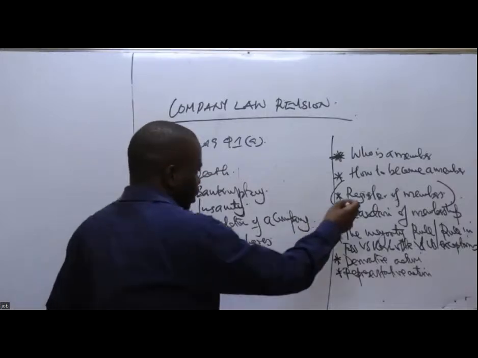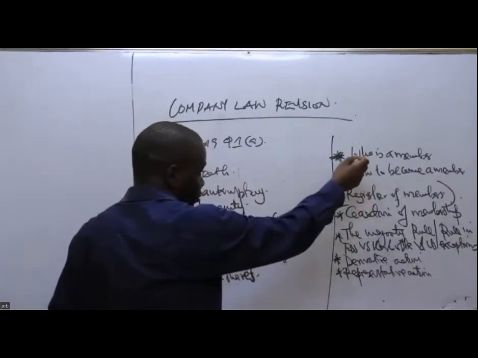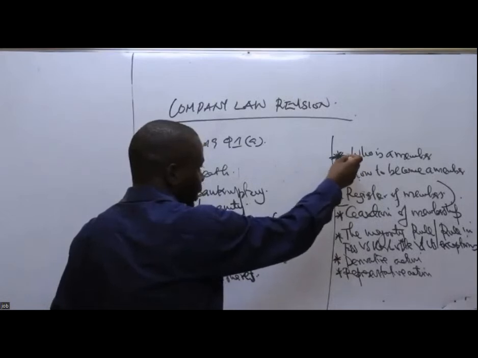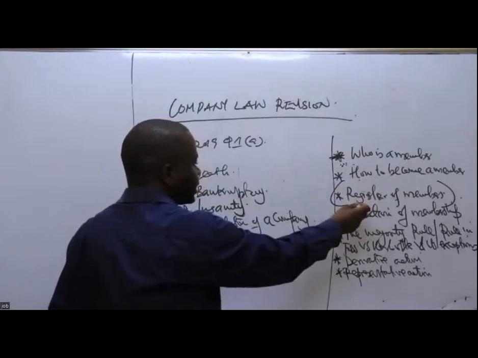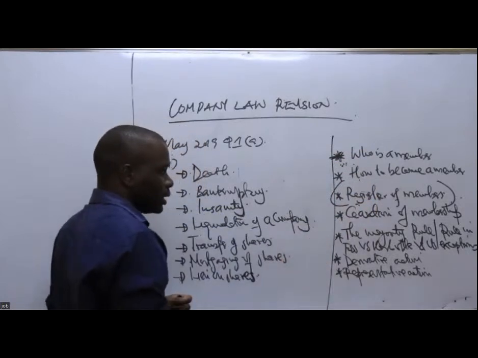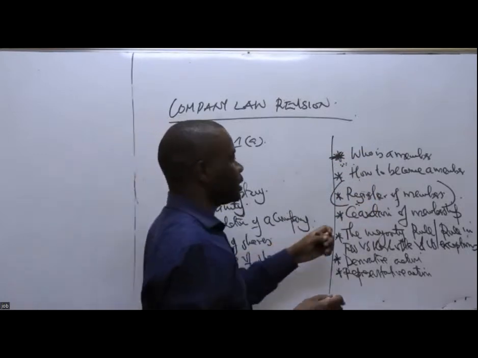Ways through which we said you can become a member. As I've told you, a member of a company is a person whose name actually appears on the register of members. What is a register of members? Simply an enlisting of all the members of a company. So how will you find your name being enlisted here?